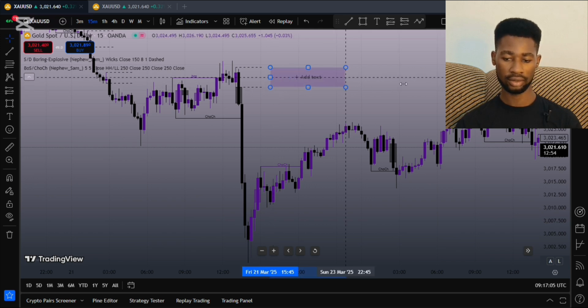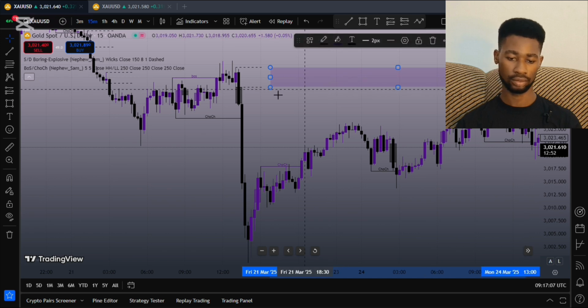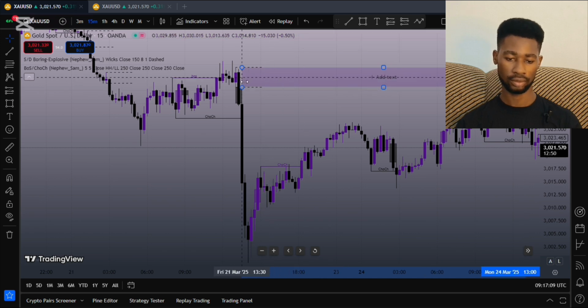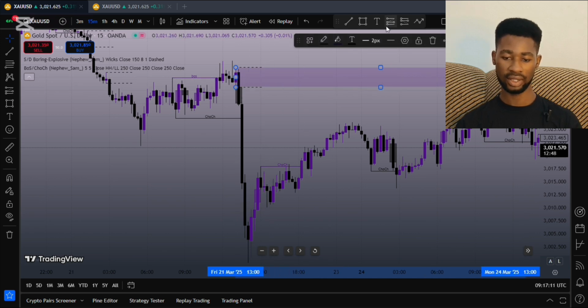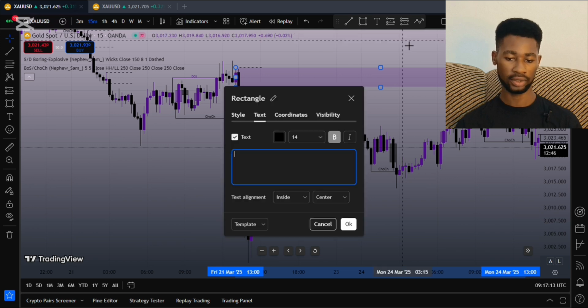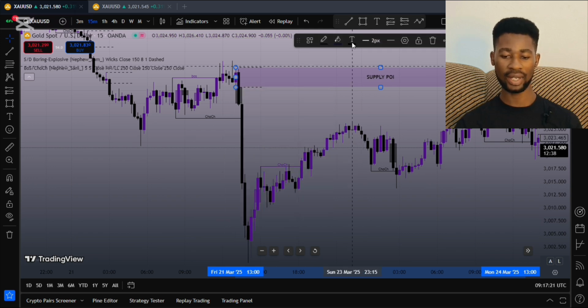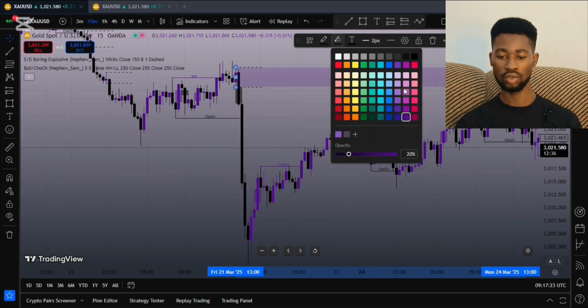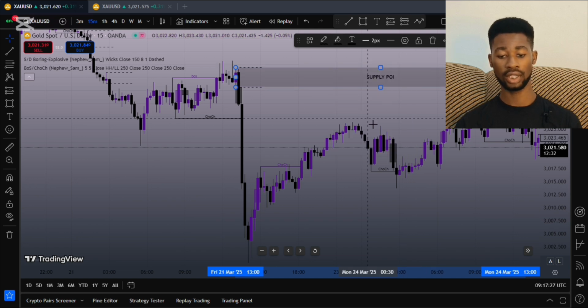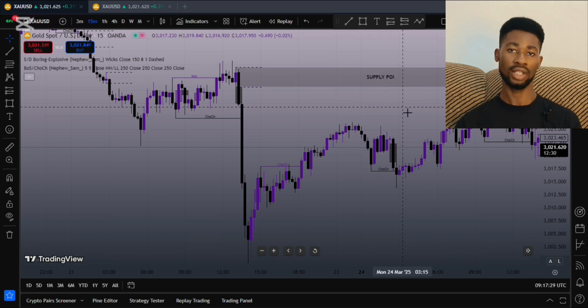All right, and then here we go. This is our supply point of interest, so I'm going to name it supply point of interest. Why am I calling it a point of interest? Because I am expecting price to react at this very point. You never can tell what the market will do. It's not a certainty that price definitely has to fall from this region.